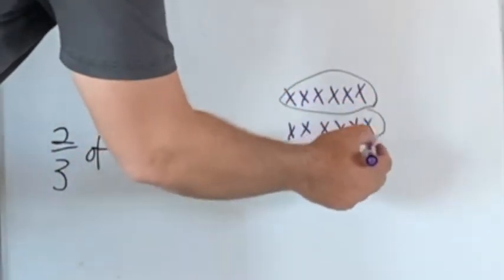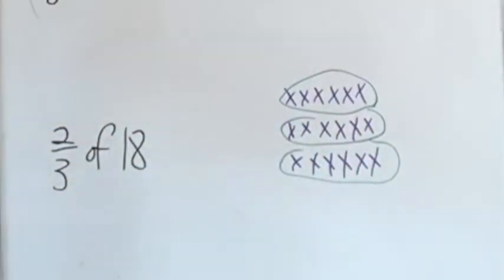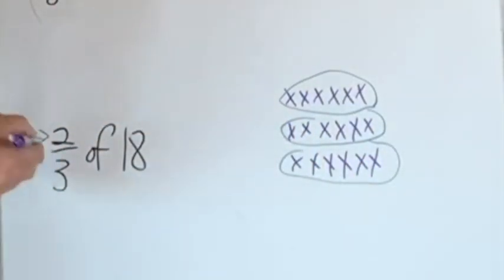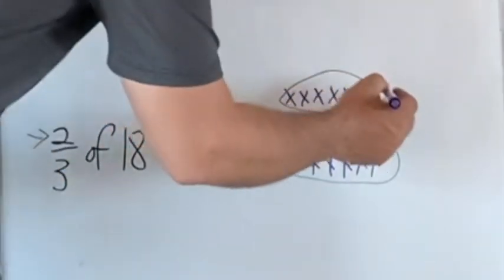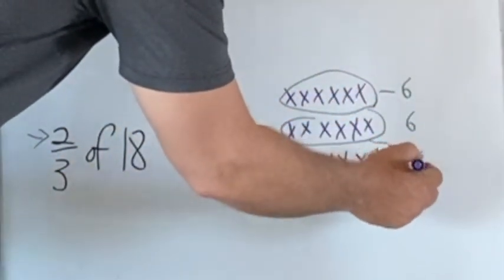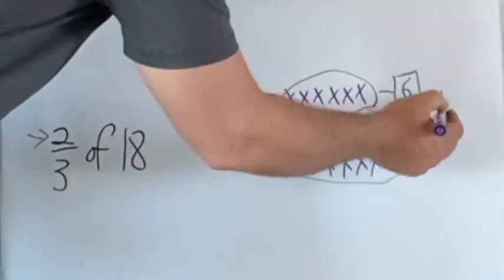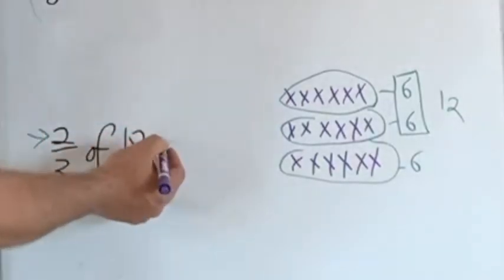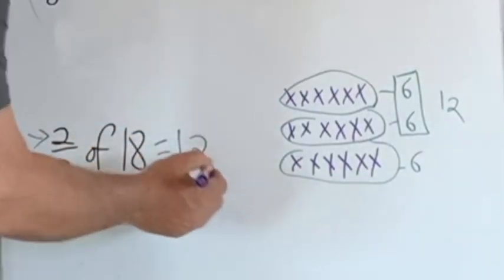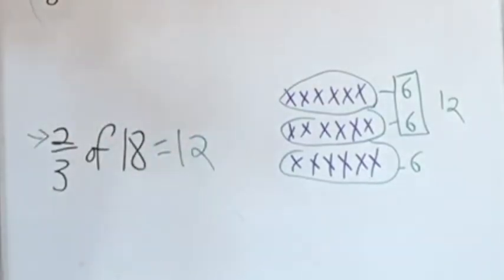So now I only want 2/3 of that group, but I'm going to circle them into groups of 3. 1, 2, 3. I only want 2 of those groups. So that's 6, 6, 6. I only want 2 of those groups, which gives me 12. So 2/3 of 18 equals 12.